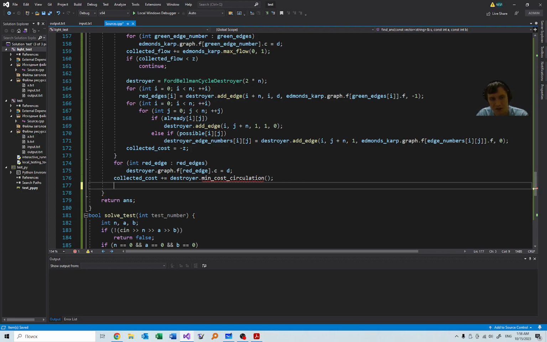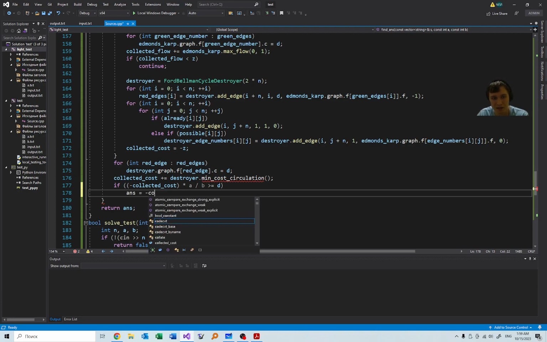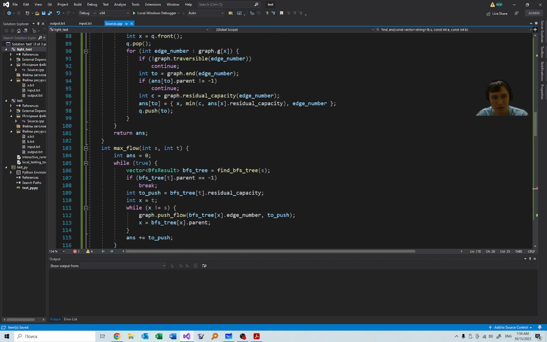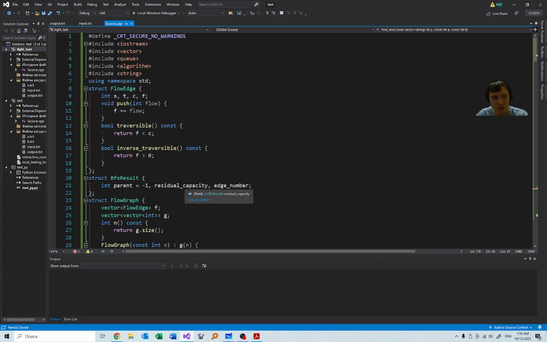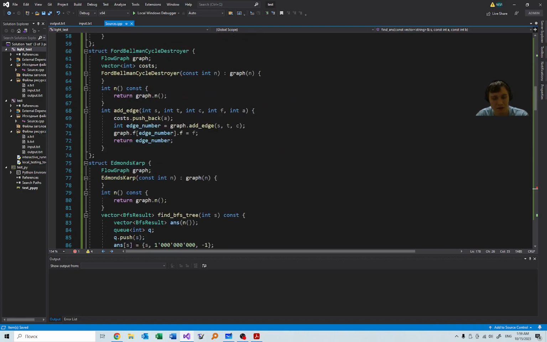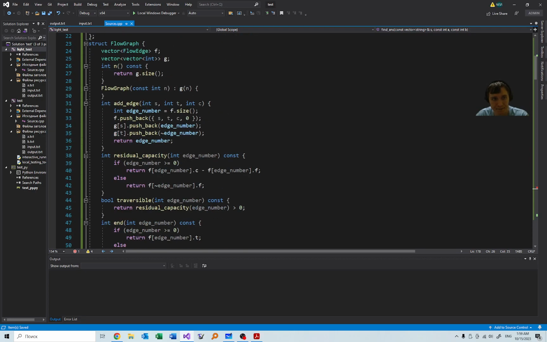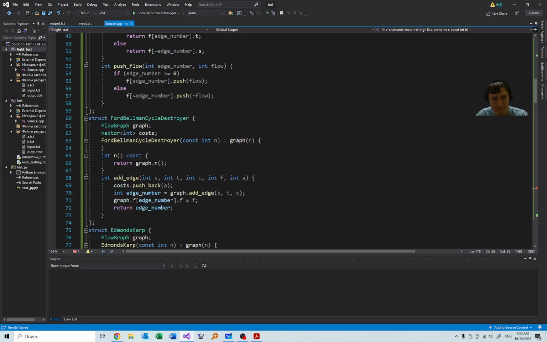So we need the collected cost with sign minus. If I multiply it by A and divide it by B, it should be at least D. So if this is true, then answer equals minus collected cost. Great. And the final thing is to find the minimum cost circulation in the graph. I'm dead inside. Okay.